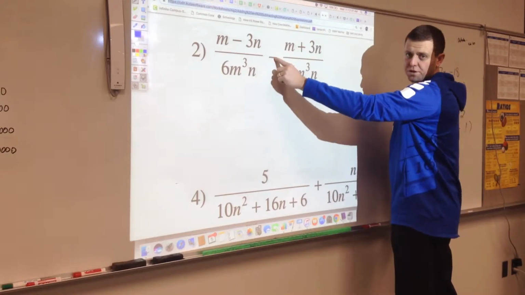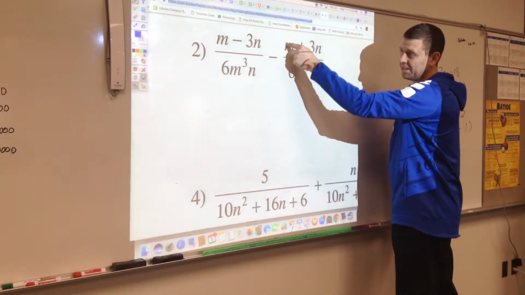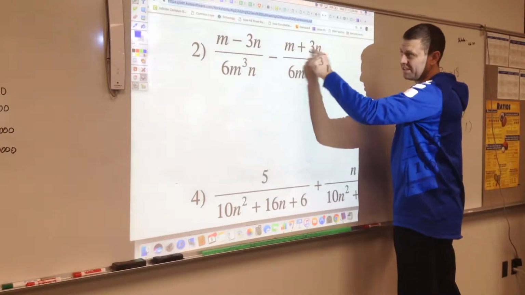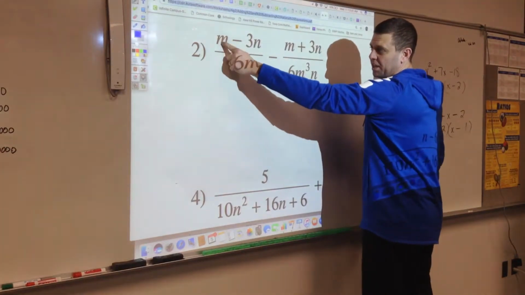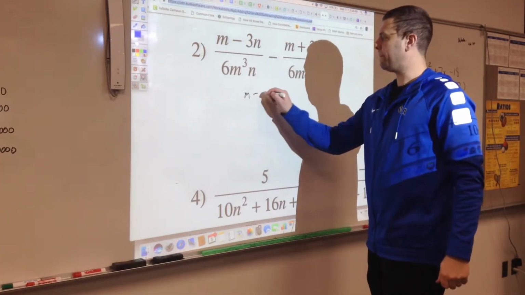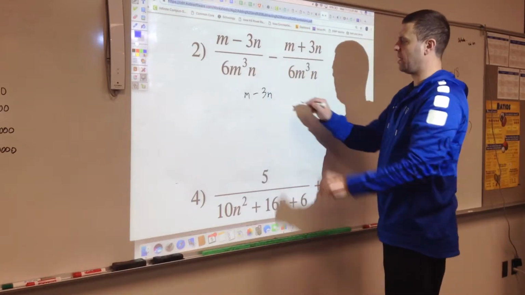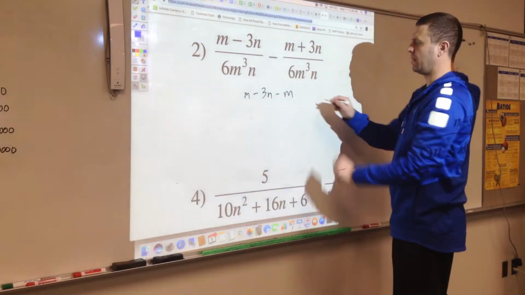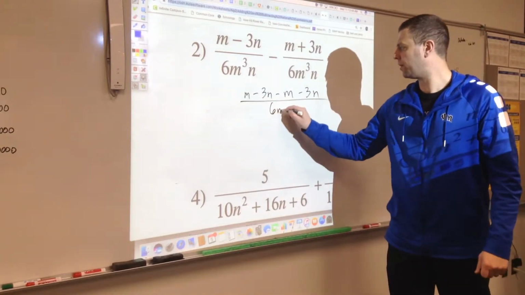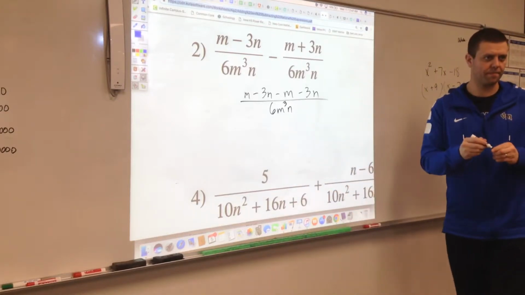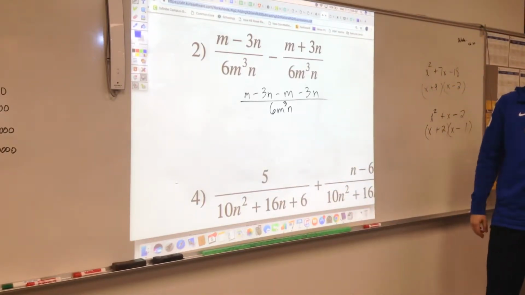You need to make sure you distribute the minus sign to this entire numerator, because this entire numerator is being subtracted. So essentially you have m minus 3n, minus m minus 3n, all over your common denominator. Right? Because the denominators stay the same when you're adding and subtracting, correct? So I don't change my denominator.